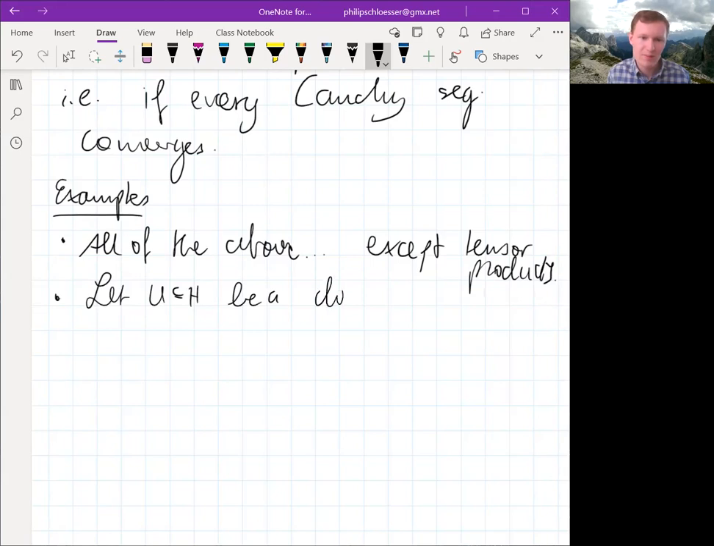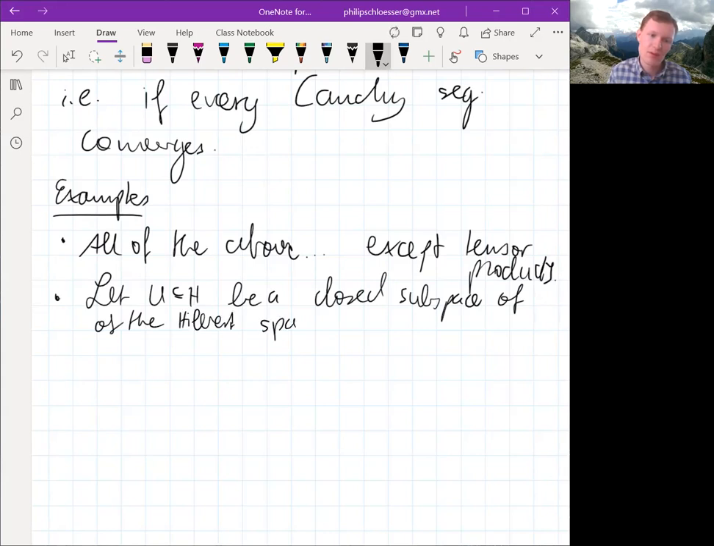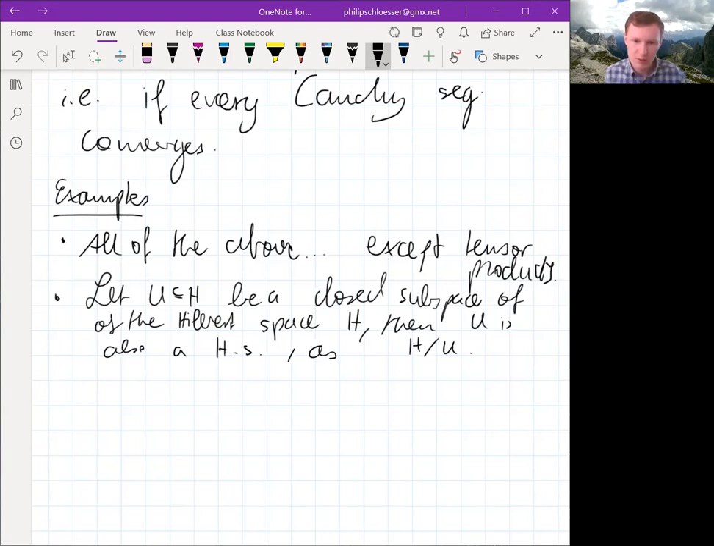let U be a closed subspace of a Hilbert space. Okay, so the thing is, in linear algebra, we just used to talk about subspaces, subvector spaces, and they were always closed. Now that we are working in infinite dimensions, at least generically, subspaces aren't generally closed, so we need to add that as an extra requirement. Then U is itself a Hilbert space. And same goes for the quotient vector space.